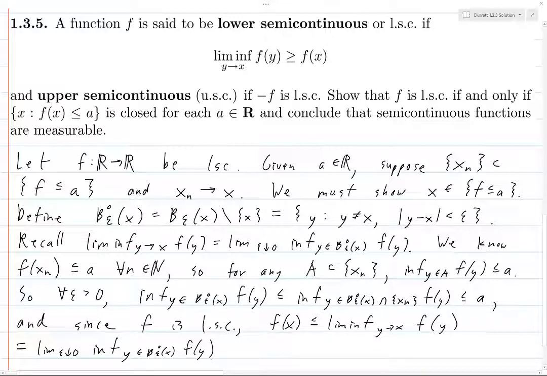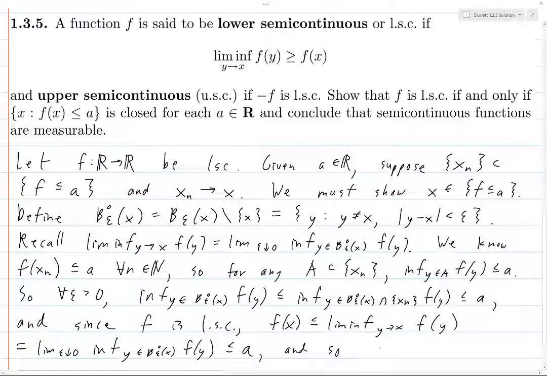And now, for every single epsilon, we've proven that the infimum over all y in this punctured ball of f of y is less than or equal to a. And so, if you take the limit as epsilon goes to 0, you basically end up taking the limit as epsilon goes to 0 of both sides of the inequality in the previous equation. And so on the left-hand side, you end up with the lim inf, and then on the right-hand side, you're taking the limit as epsilon decreases to 0 of a, which is just a. So this is less than or equal to a.